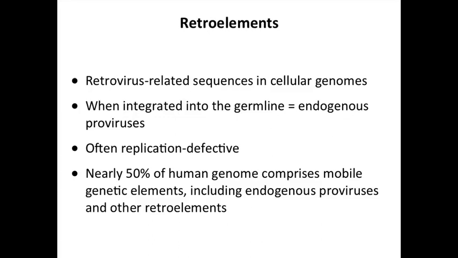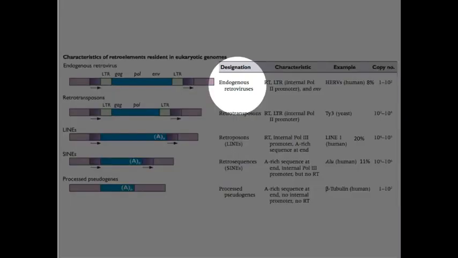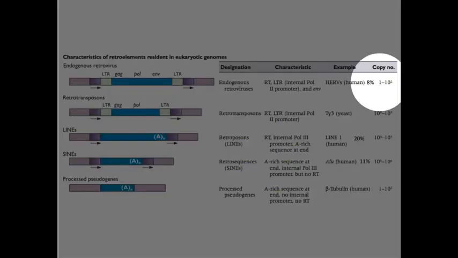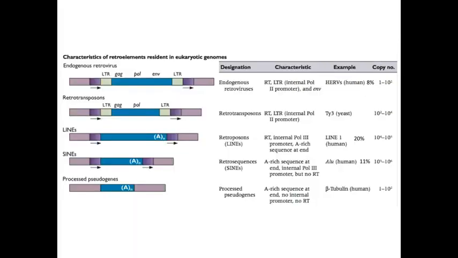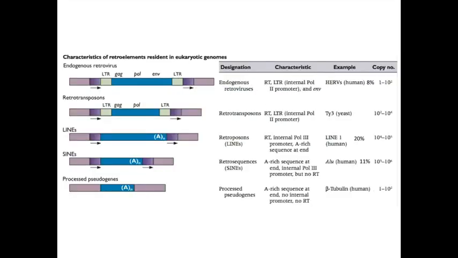But about half of our genome is composed of mobile elements that are related to these retroviral sequences, including endogenous proviruses, but there are other retroelements as well. And this table summarizes that. These are different kinds of retroelements that are in us, in our genomes. So for example, endogenous retroviruses, that's the proviral DNA sitting in our genome. That's about 8% of our DNA, old infections that happened probably millions of years ago, and these DNAs are still with us. There's another kind of element called a retrotransposon, which is basically the same as an endogenous retrovirus, but it's missing the envelope glycoprotein.